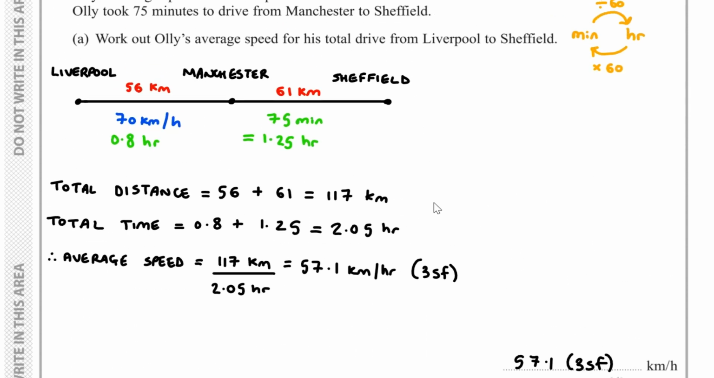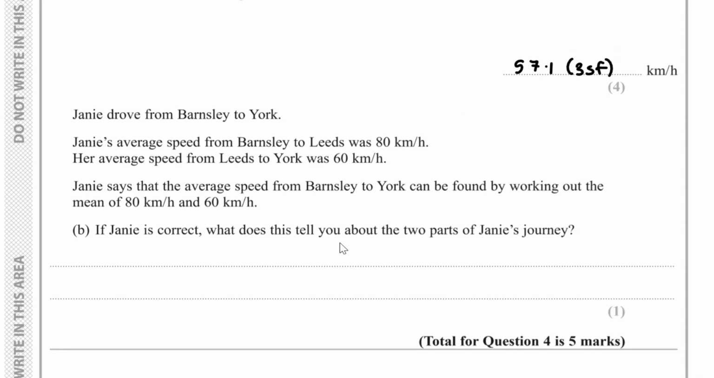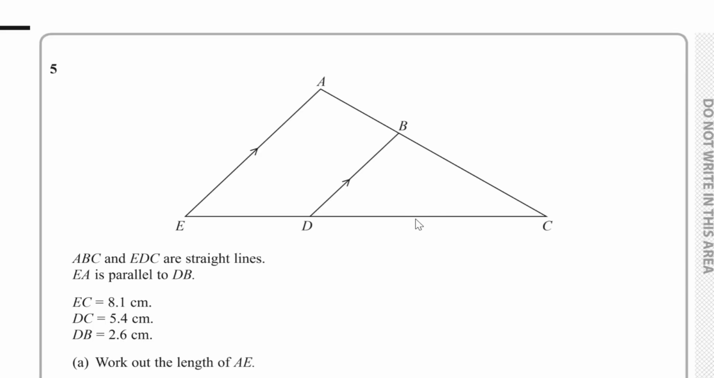Well, if we think about the formula given over here, what we can see is if we're taking the average speed to be the mean of 80 kilometers per hour and 60 kilometers per hour, that suggests that the time taken for the two parts of the journey must be the same for us to find the mean. So the time taken for the two parts of the journey must be the same.